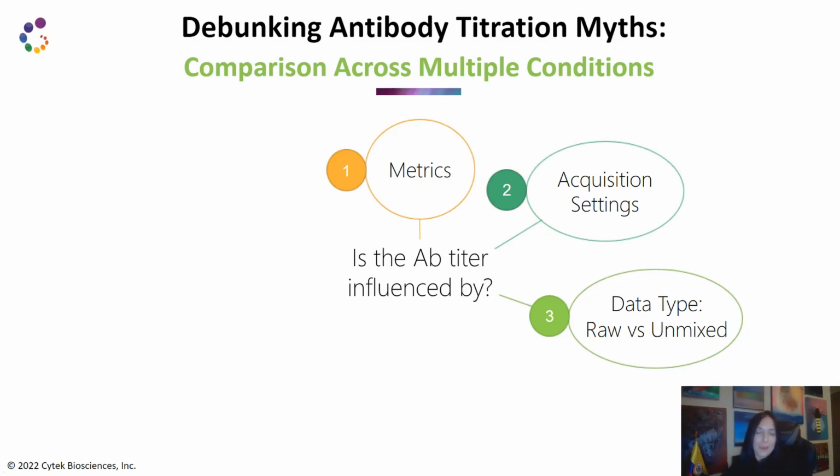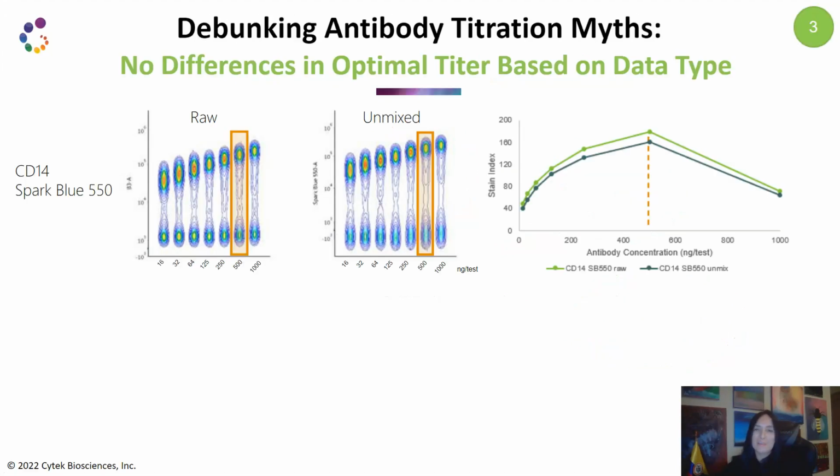And then once you calculate unmixing to understand in a multicolor sample what fluors are present and in what proportion, you're going to have unmixed data. So does it matter if I do the titration calculation in raw or in unmixed data? Let's look at the data. Short answer is no, doesn't matter.